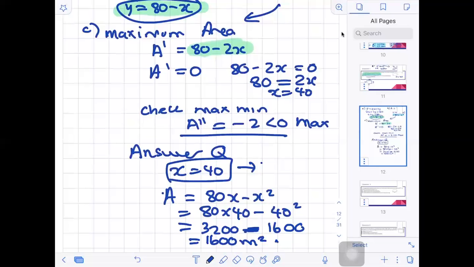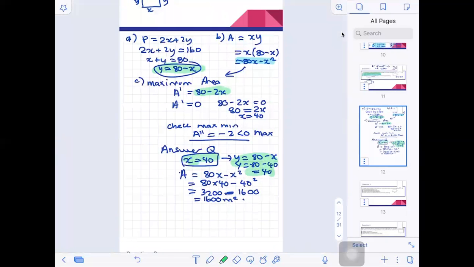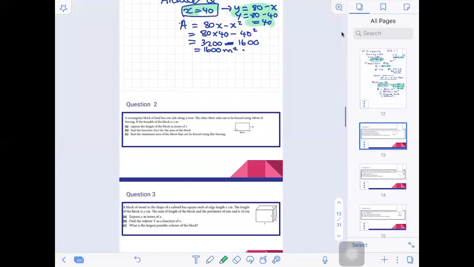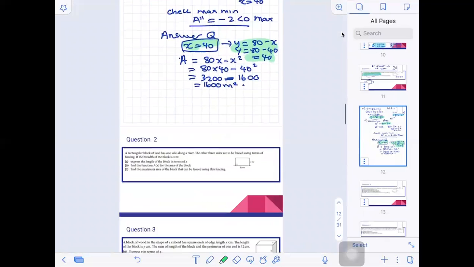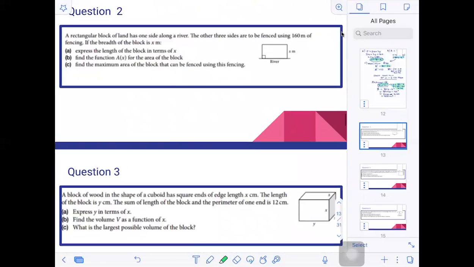Makes sense, it is a square, because if you look at the y value, y is 80 minus x, so 80 minus 40 is 40. So if you've got a particular perimeter and you want to find a maximum area of a rectangle, it does turn out to be a square, 40 times 40. Okay, so we're now looking at question 2.